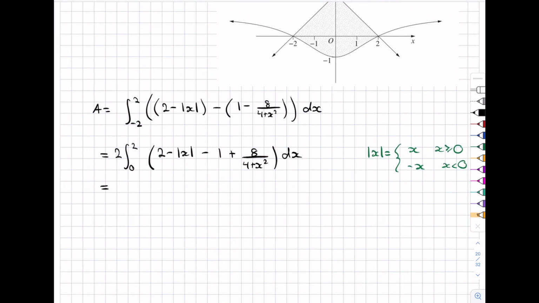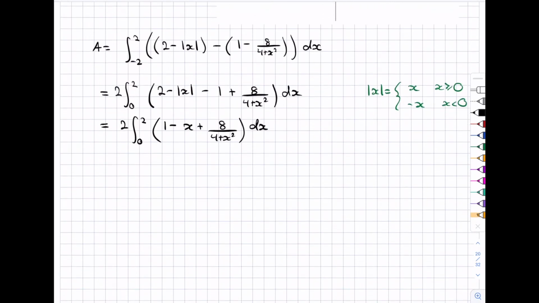Okay, so this becomes 2 times the integral from 0 to 2. I've got a 2 minus a 1 here, 2 minus 1, which gives me 1, minus the absolute value of x, which I'm now rewriting as x, plus 8 on 4 plus x squared, dx. Beautiful, and I'm ready to go.